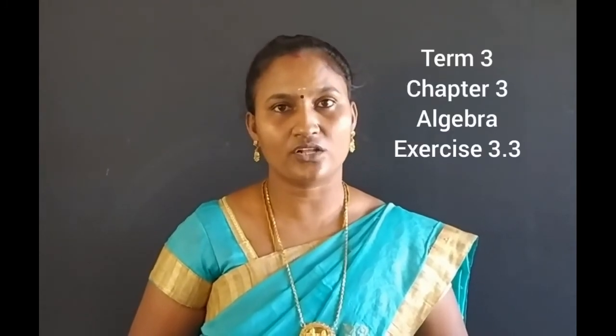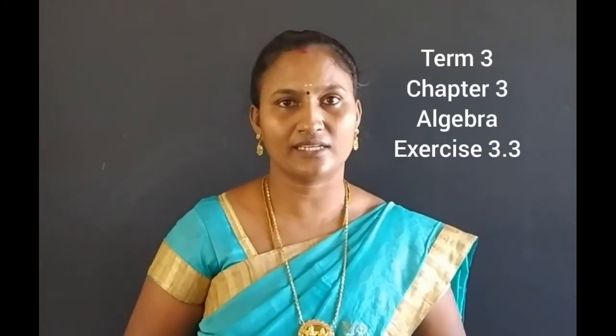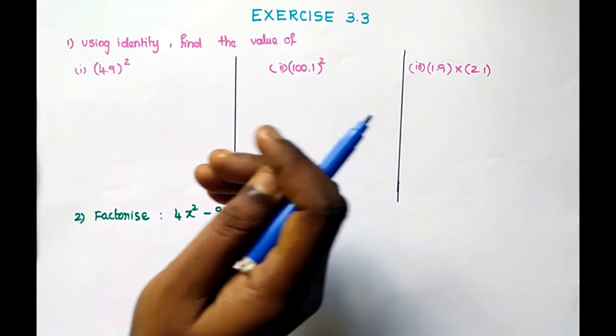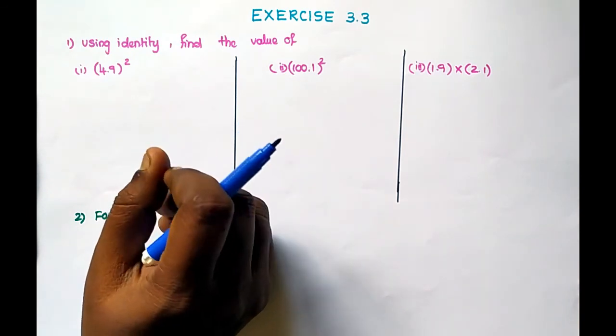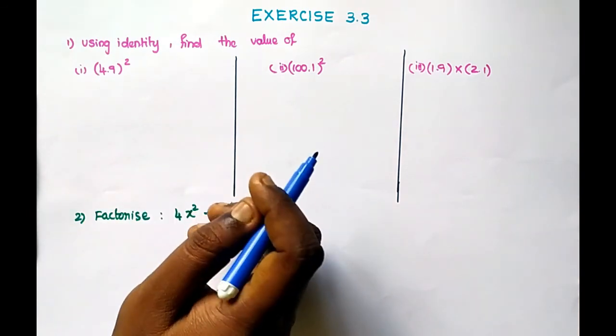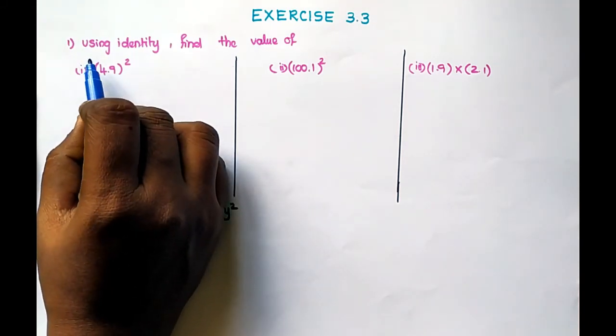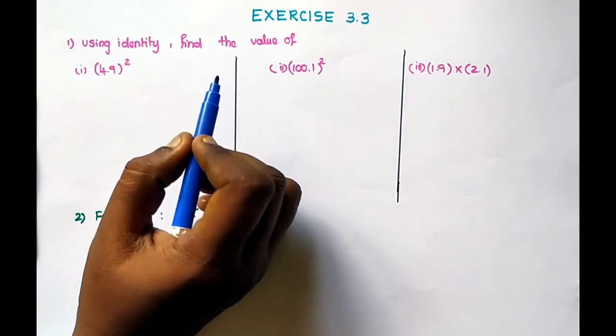Now we are going to solve exercise 3.3. Let us get into the session. Look at this exercise 3.3. Already we discussed the identities in the introduction, so we know the formulas. Now first question, using identity find the value of.